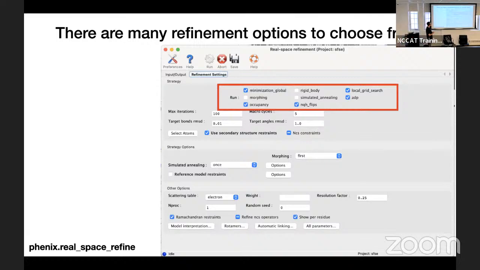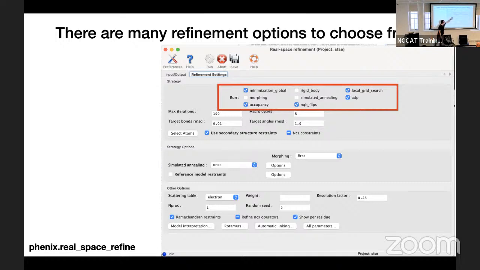So there's lots of things you can choose from here, right? We talked about global minimization, rigid body, grid search, morphing, simulated annealing. I would say the vast majority of the time I would have minimization global checked, because you usually want to allow the model to relax. You've tweaked some side chains. Usually when you interact with the model manually, you will end up straining some part of it, and this allows the model to relax. You pretty much always want to be doing ADP refinement, refining those B factors.